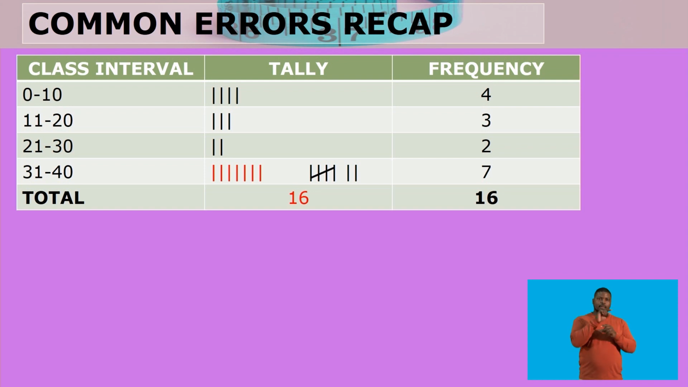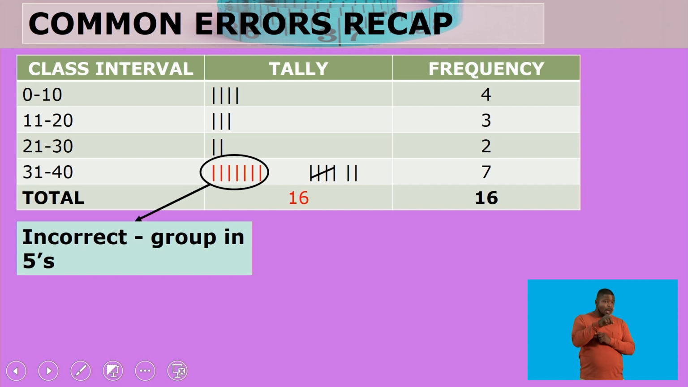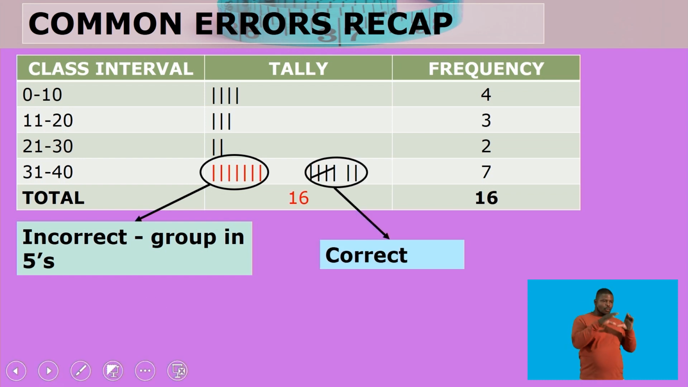All right. Now, one last time, the common errors that we looked at. When we sketch a tally table, we need to remember that incorrect groups in fives, you can't do that. I put it in red to show you guys this cannot be done. We must group in fives. That's the right way to group in fives. You still get 7, yes, I agree, but we cannot do it like this.